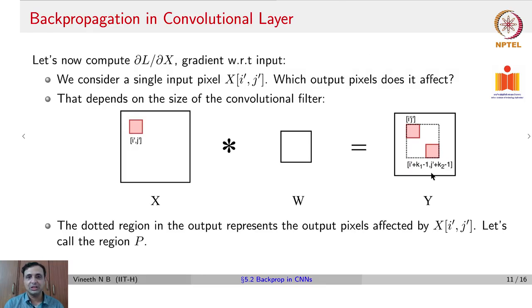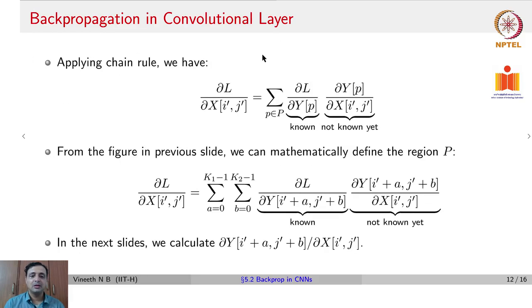Now we call this region P, and we know that the gradients of the loss with respect to these pixels will be influencing the gradient of the loss with respect to this pixel. All other pixels in Y do not have a contribution from this pixel, and hence those gradients of L with respect to Y do not matter to us. Let's now say ∂L/∂X at (i', j') is a summation over all pixels in that region P, ∂L/∂Y_P times ∂Y_P/∂X at (i', j').